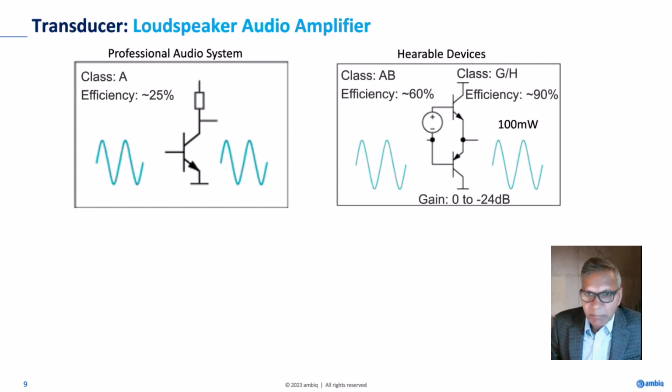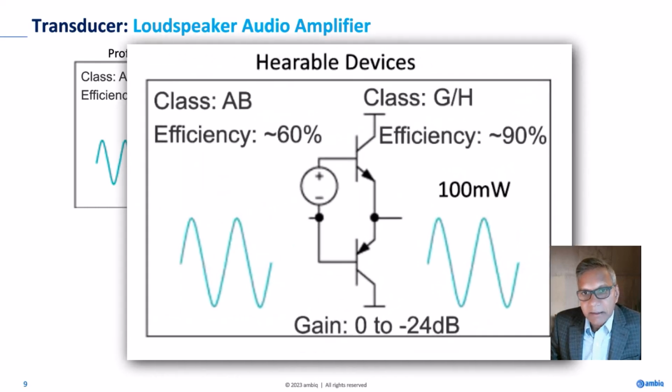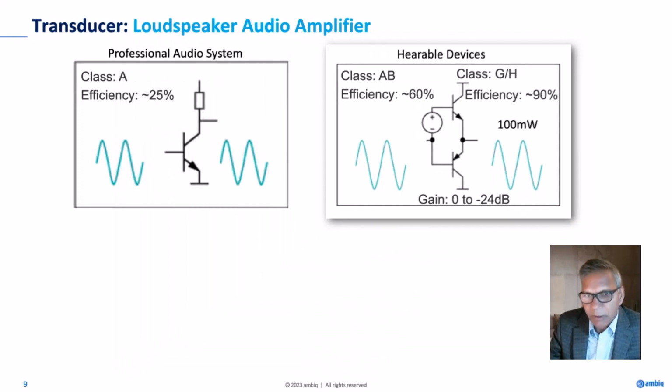Another type of amplifier, and these are, by the way, the most widely used in cellular devices, is the Class AB amplifier, and they are 60% efficient. There is another flavor of how we control the rail or the power on these Class AB, called Class G and H, and they provide efficiency up to 90%. To select an amplifier for hearables, you will need about 100 milliwatt, and the gain it can offer is basically an attenuation, 0 to minus 24 dB. We'll come back to what that means.